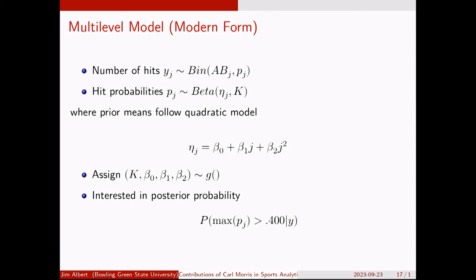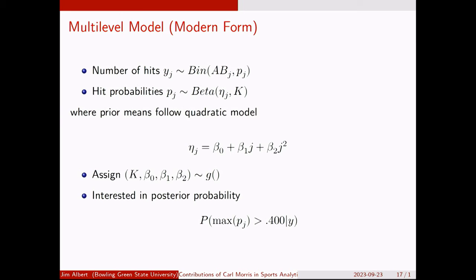And okay, so here's how I would describe the model in modern form. There are different ways you can write this model, but I'll let the number of hits for a certain season be binomial. AB, the sample size, is the number of at-bats. PJ is the probability. I'm going to model the hit probabilities by a beta distribution. Eta J is the prior mean of the PJ, and K is like a precision parameter. I'm going to let the prior means have a quadratic form, since baseball averages over someone's career typically are quadratic in form. And I'm going to assign a weakly informative prior on the betas and on the precision parameter. And I'm interested in the posterior probability: what's the probability that the maximum probability is larger than 0.4?